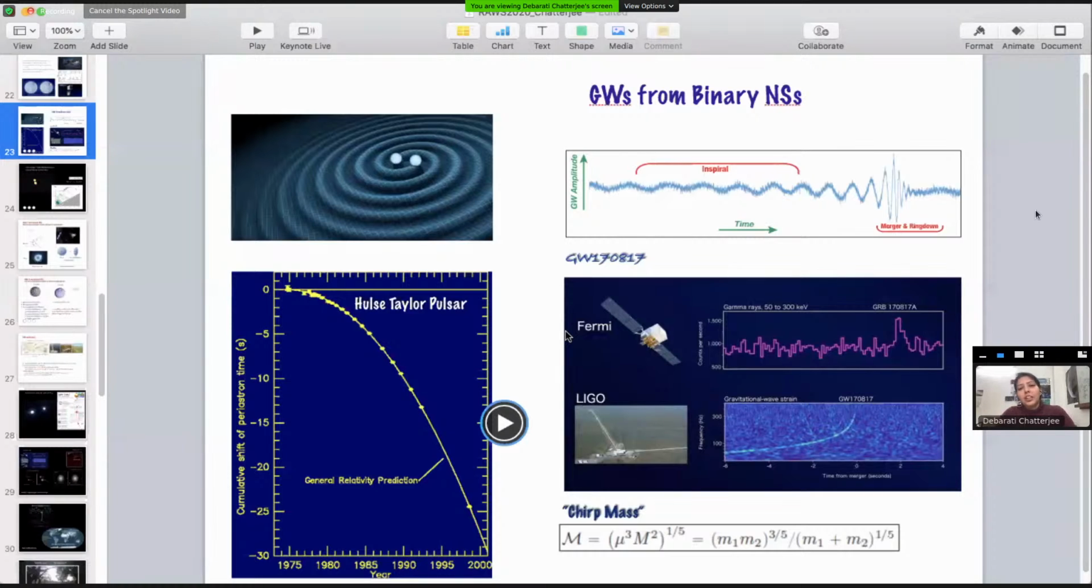If you go to the LIGO website, you can actually hear these frequencies, which have been converted to audio. Yeah, thanks.